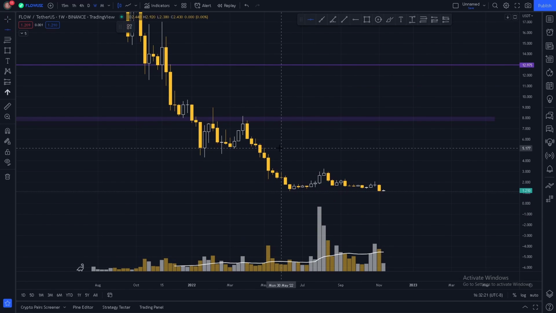Now, we also notice a key level right here. This price came down, hit, and reversed. Price came back down, hit, and reversed. Multiple reactions acting as support.